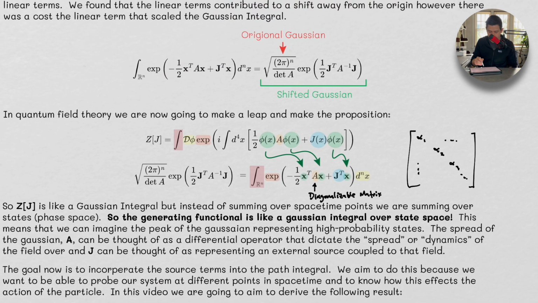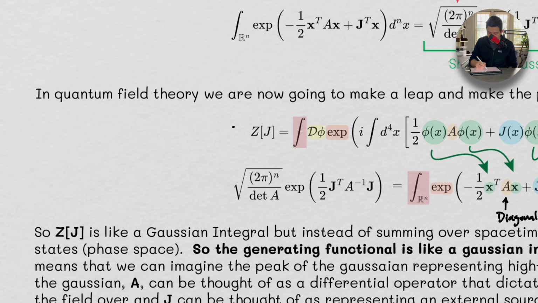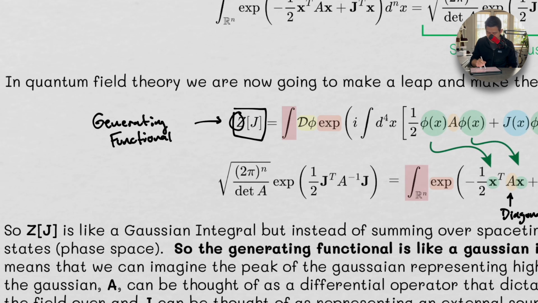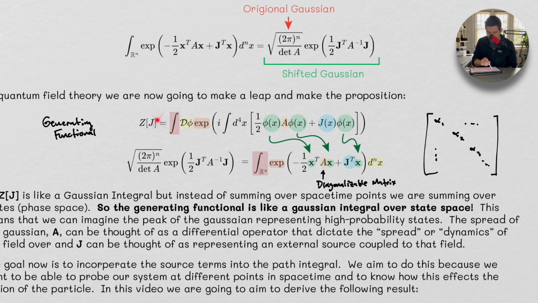I'm just highlighting a few things here, because when we take a look at this function now, this here is called the generating functional. The generating functional is this Z of J. It's called a functional because J is a function, and so this is a function of functions, right? So if it's a function of functions, that means it's a functional. Okay, that's the point.